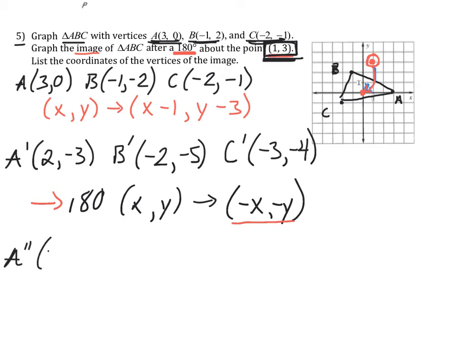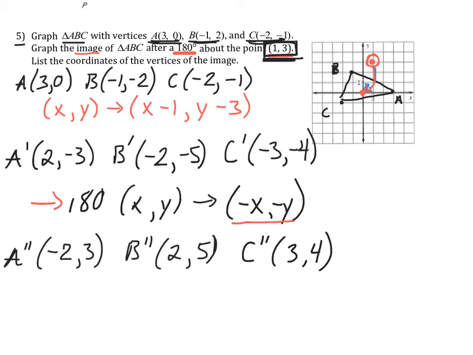So now I'm going to end up with negative 2, positive 3, going to end up with B double prime, which is going to be at positive 2, positive 5. And I'm going to end up with C double prime, which is going to be at positive 3, positive 4. So I've successfully performed the rotation. But the problem is, it was about the origin, and I want it to be about this point.